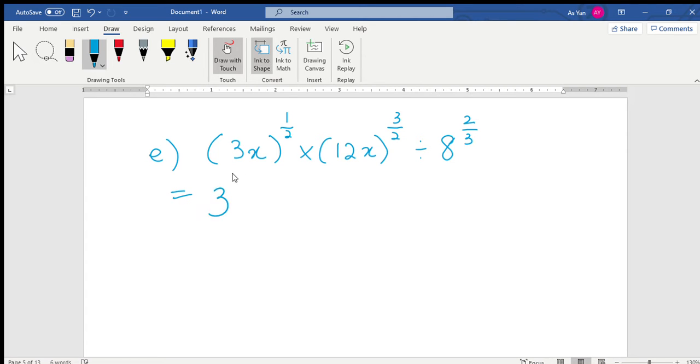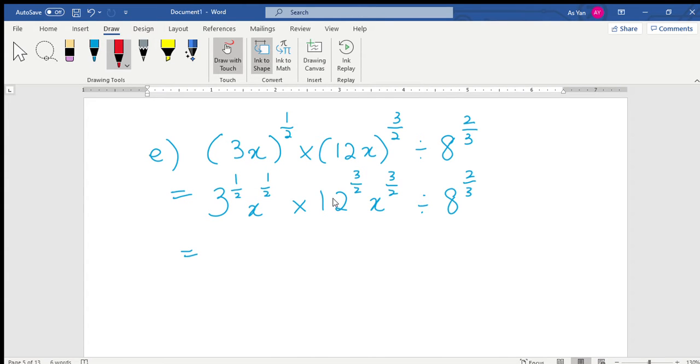So it becomes 3 to the power of 1 over 2 x to the power of 1 over 2 times with 12 to the power of 3 over 2 x to the power of 3 over 2 divided by 8 to the power of 2 over 3. Okay, if we look at the question, 3, 12 and 8, all of the given numbers have no same base. So what we have to do is to change to the same base.